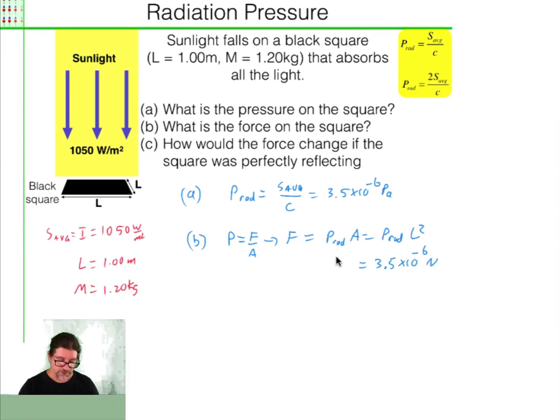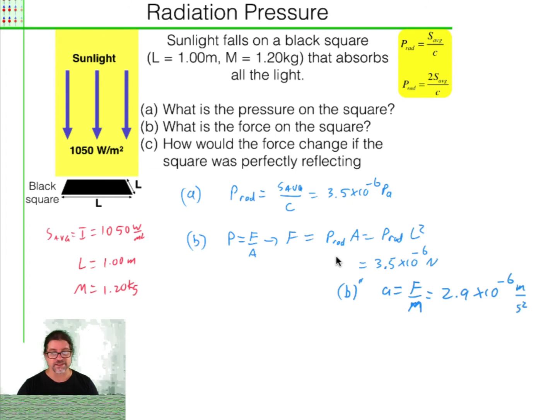Quick note, this is like a bonus here. What would be the acceleration? Well, acceleration would be force divided by mass, right? So it would be the force we just calculated divided by the mass, which is 1.2 kilograms. So the acceleration would be 2.9 times 10 to the minus 6 meters per second squared, right? It's not going to accelerate very quickly.